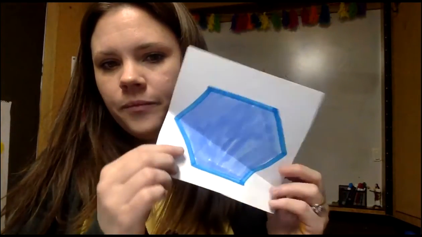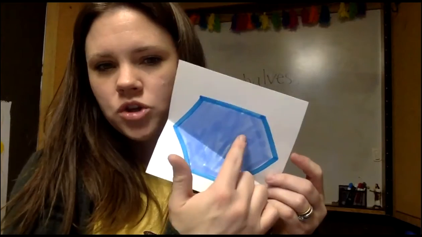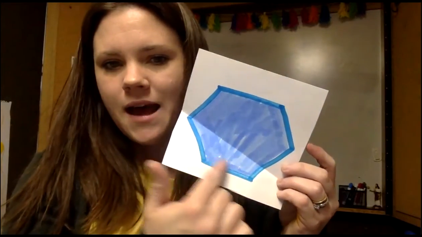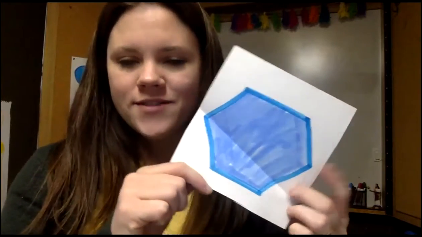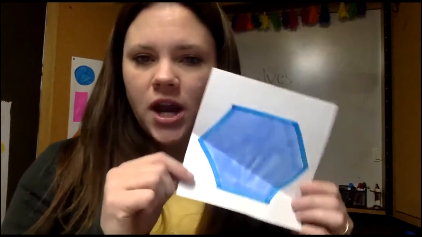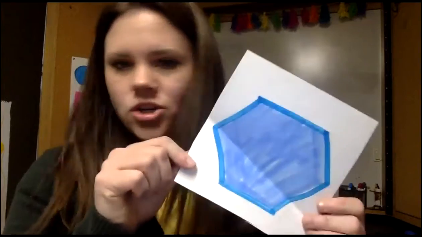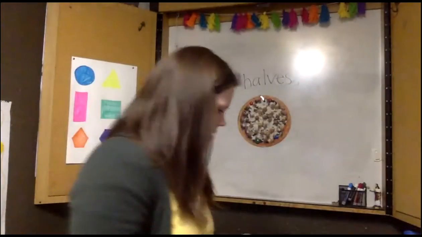Let's see. Is that equal shares? Is this the same as that? It is not. This does not show halves. Halves are always equal shares. And these do not show equal shares. So these are not halves. Give that a big X.